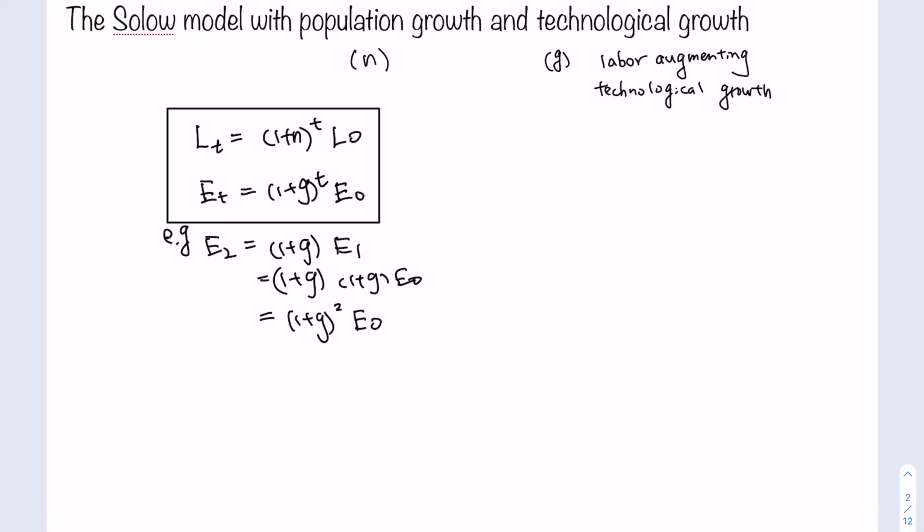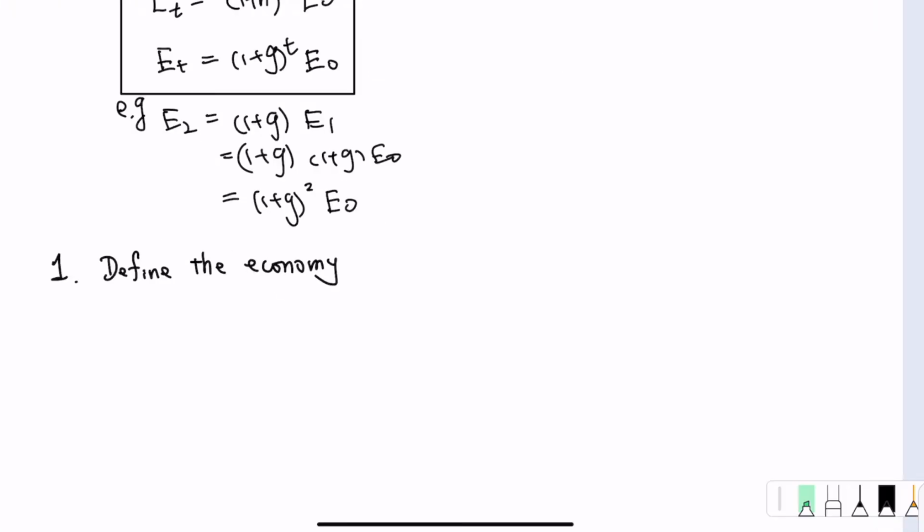Similar to our practice for the Solow model, we need to define the economy. Given that this is also a Solow model but with population growth and technological growth, all the assumptions we have for the Solow model remain the same. In addition to that, we add the technological growth into the model. So what we want to do is first define the economy. We say that the economy has households. The households make decisions about how much they want to consume, which turns out to be a portion of the income.